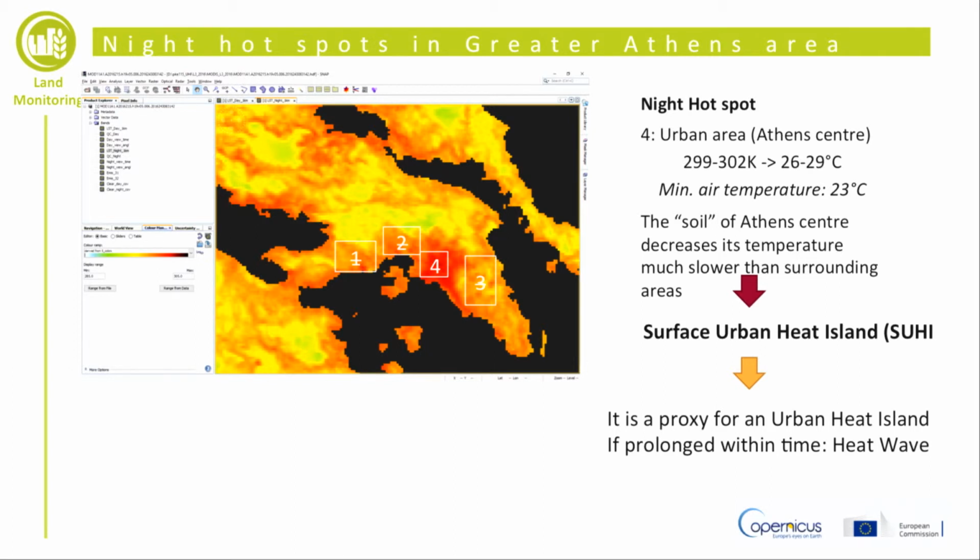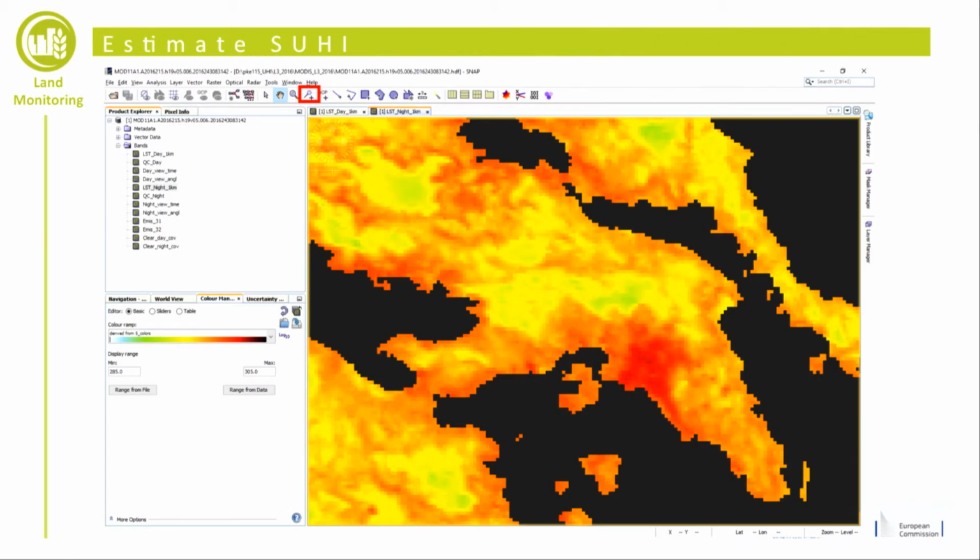It identifies a surface urban heat island effect for which the Athens center cools down more slowly than the surrounding areas. This surface urban heat island is a concrete indication of a possible urban heat island which, if prolonged over time, can give rise to a heat wave. Now, we would like to numerically estimate the surface urban heat island effect by comparing the land surface temperature of the hotspot with the one of the surrounding areas.